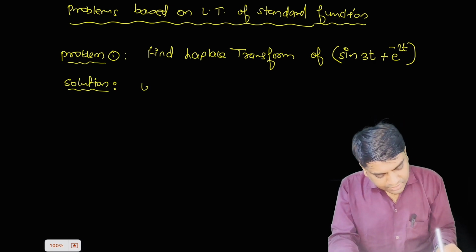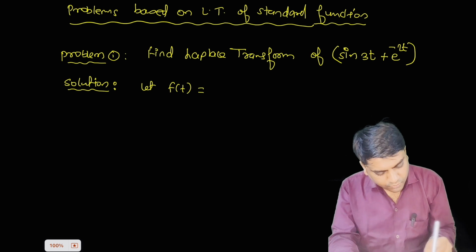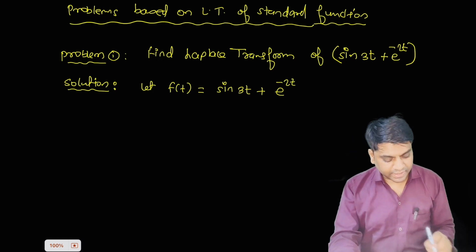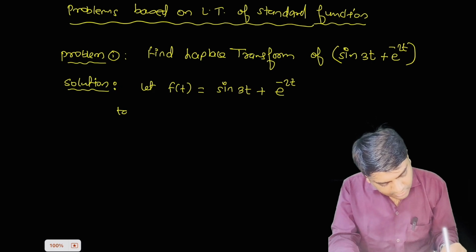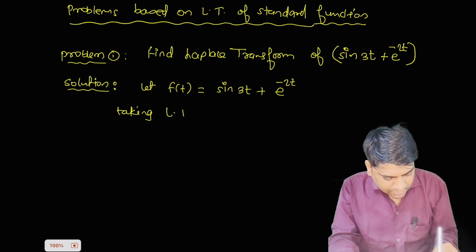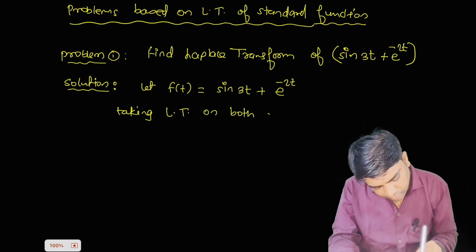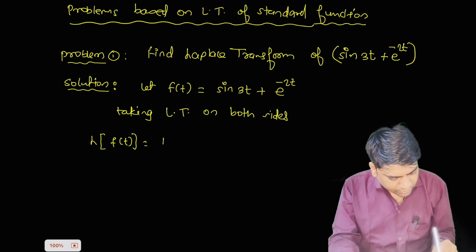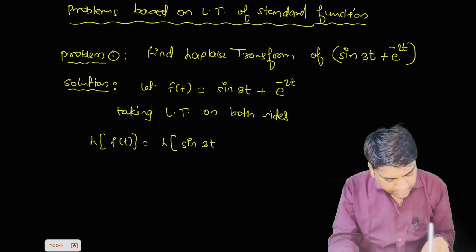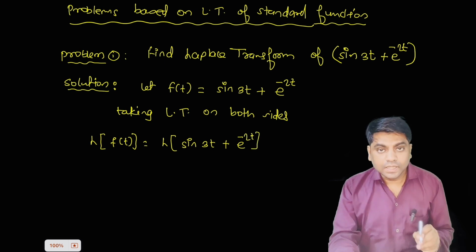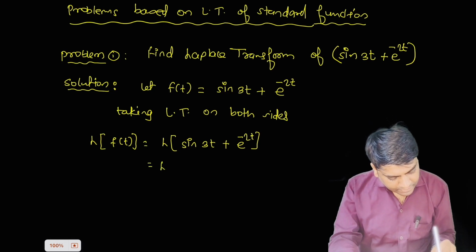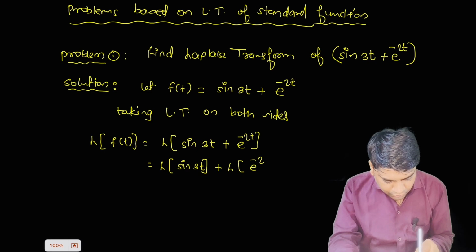Let's take this function as f of t. So let f of t is equal to sin 3t plus e raised to minus 2t. Now by taking Laplace transform on both sides, we'll get Laplace transform of f of t, which is equal to Laplace transform of sin 3t plus e raised to minus 2t. Now, using the linearity property of Laplace transform, we can distribute between plus or minus, so we can write here Laplace transform of sin 3t plus Laplace transform of e raised to minus 2t.